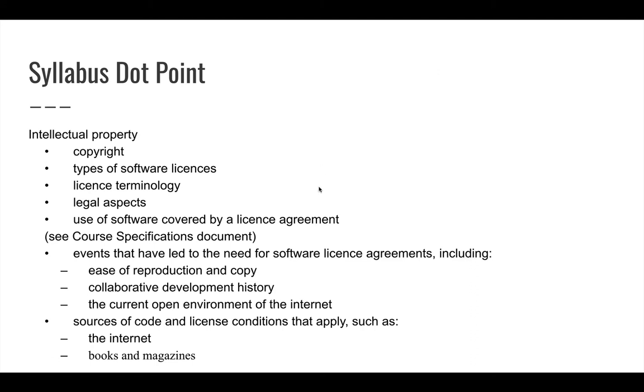I just want to draw your attention to the use of software covered by a license agreement. So sub dot point number 5, it says see course specifications document. So the course specifications document, or the course specs, is a supplementary document to the syllabus. If you go and look in that document, it will have 8.1.1 intellectual property, and it will actually list the additional information that you need for that dot point.